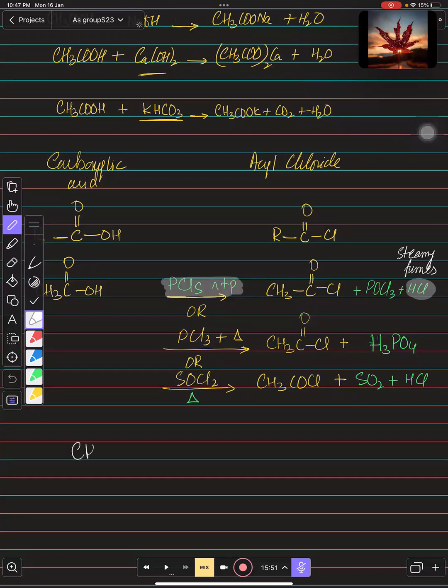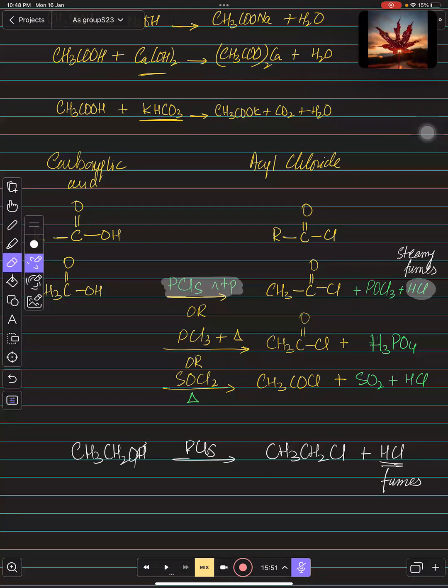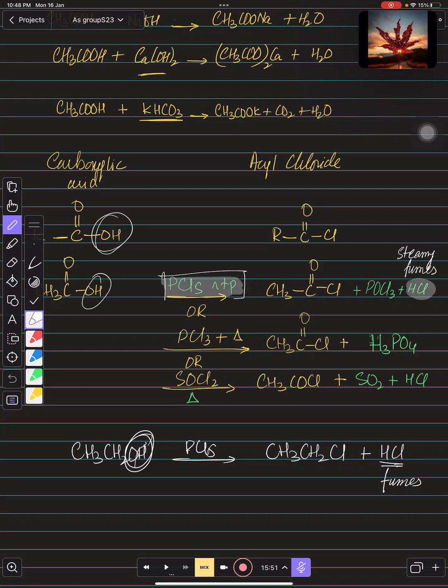क्योंकि फॉर सपोज अगर आपके पास CH3CH2OH है, अगर आप इसका रिएक्शन PCl5 से कराओगे तो वी नो दैट कि यहाँ पर CH3CH2Cl बन जाएगा और साथ साथ HCl भी बनेगा। So you need to keep in mind कि यहाँ पर भी steamy fumes होंगे। So this is actually the test for hydroxyl. ये जो टेस्ट होगा ये हाइड्रोक्सिल का टेस्ट होना चाहिए। कीप रिमेंबर दिस कि हाइड्रोक्सिल का टेस्ट ये है that you need to add PCl5 and you will have steamy fumes, right?